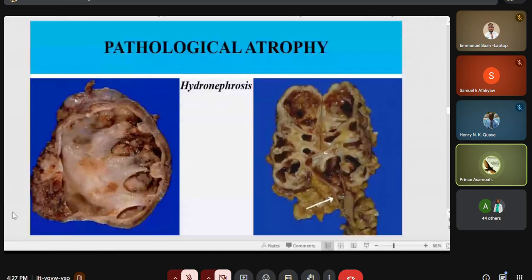At this point, any question? We are done with atrophy. Any question for me before we go to the next?